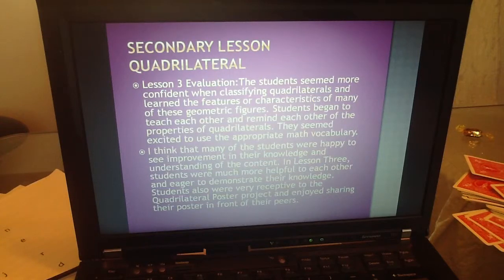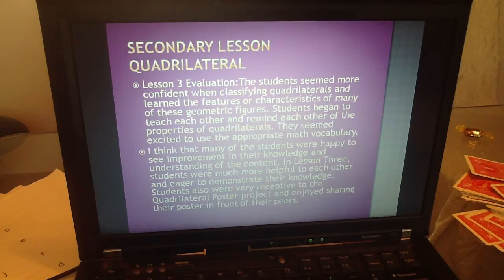In Lesson 3, these students seemed more confident when classifying quadrilaterals and learning the features or characteristics of many of these geometric figures. Students began to teach each other and remind each other of the properties of quadrilaterals. They seemed excited to use the appropriate math vocabulary.